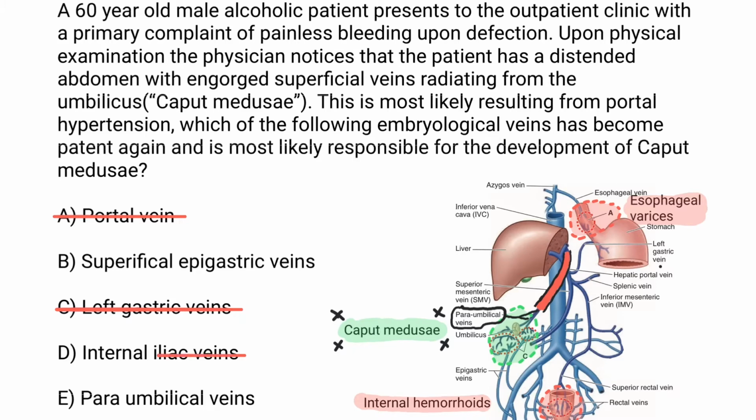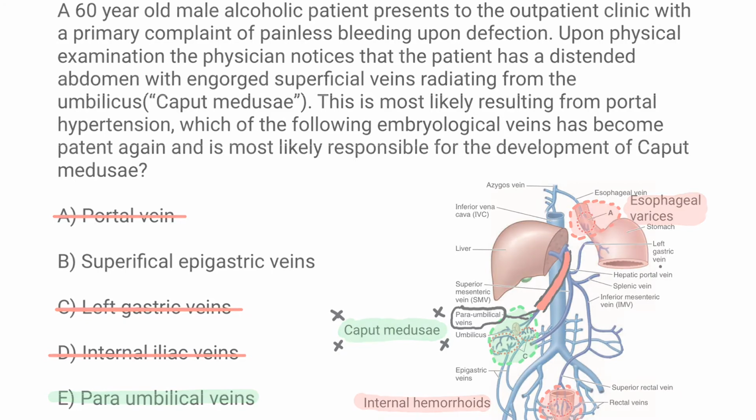Now we've got paraumbilical veins and superficial epigastric vein. They are both going to be involved in caput medusa. However, the best answer here is the paraumbilical veins because they have become patent again due to these high pressures. It's important to understand portal caval anastomosis.